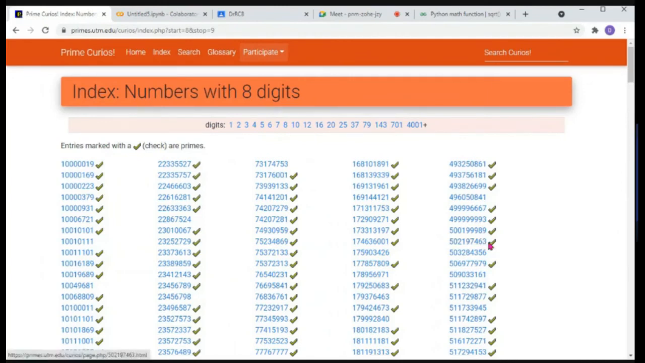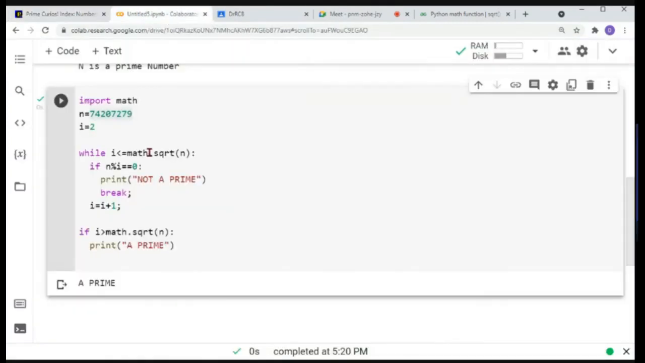I pick any 9-digit prime number, and let's see how much time it takes in the modified program. See, it's very fast now. The previous program, when we tried with a 9-digit number, took around 2 minutes, if you remember. But here it is very fast, and within seconds it is giving us the result.